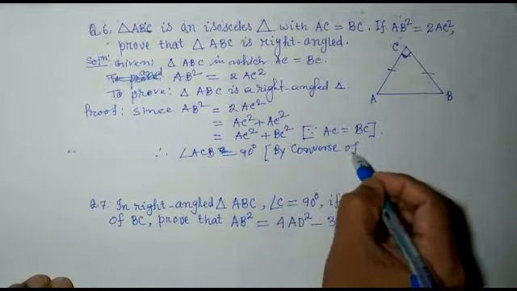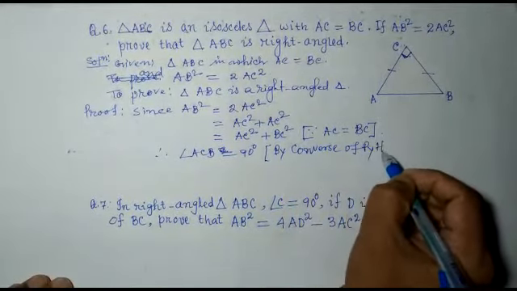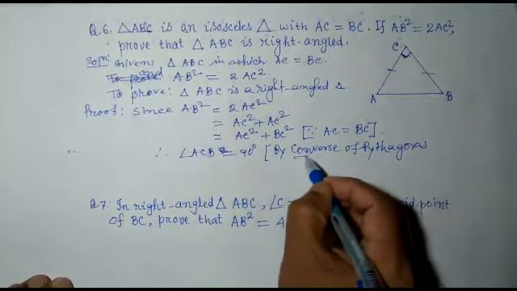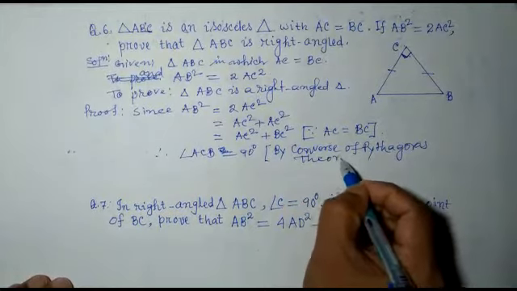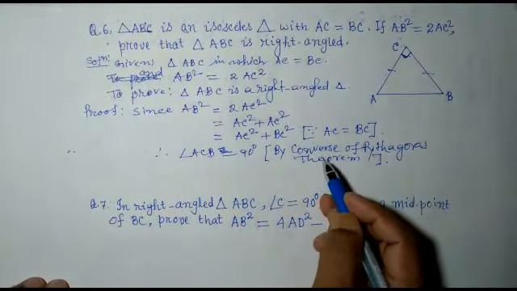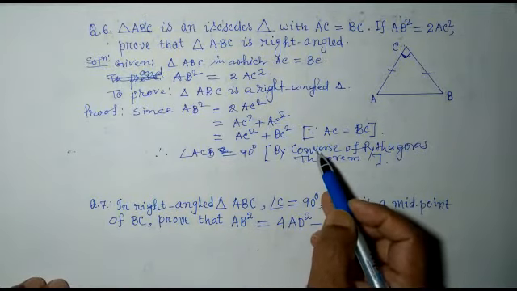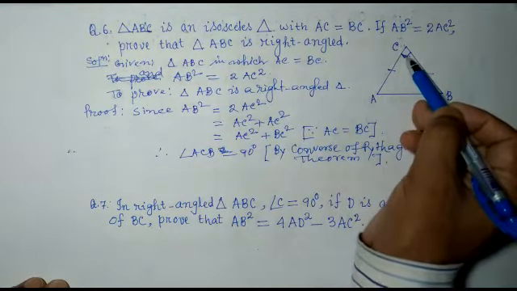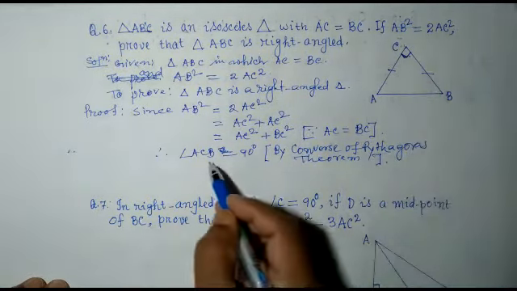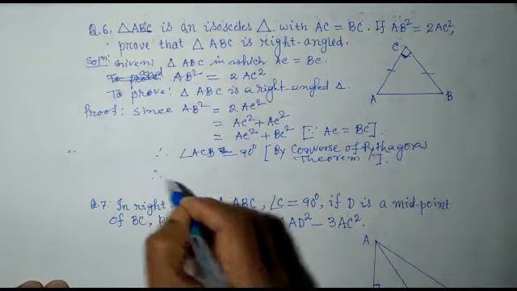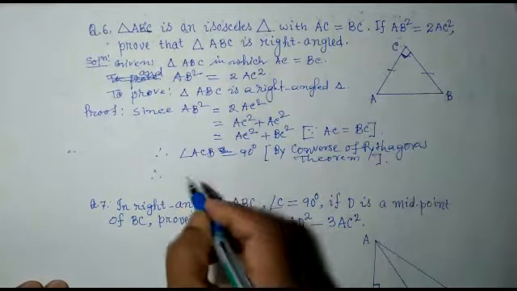Converse of Pythagoras theorem. So the converse of Pythagoras theorem is what? In a triangle, if the square of one side is equal to the sum of the squares of the other two sides, then the angle opposite to the first side is a right angle. So from AB, opposite is this angle ACB. This is 90 degrees according to the converse of Pythagoras theorem. So if this angle is 90 degrees, this triangle is a right triangle.